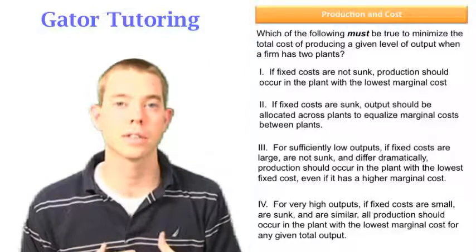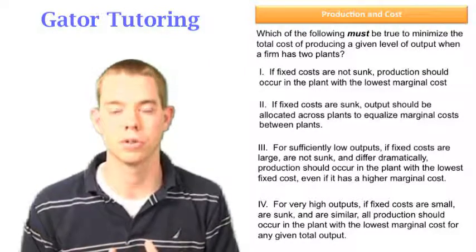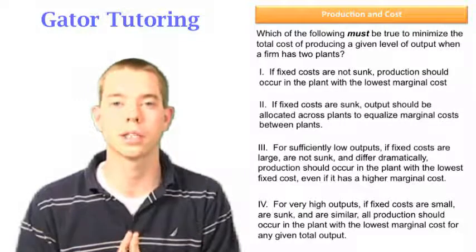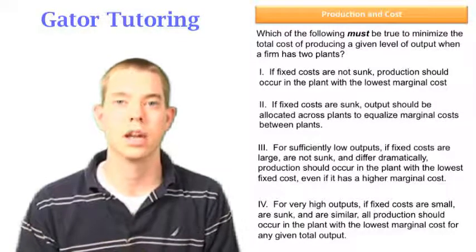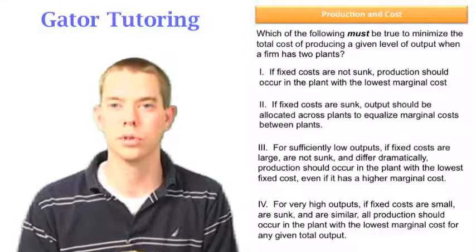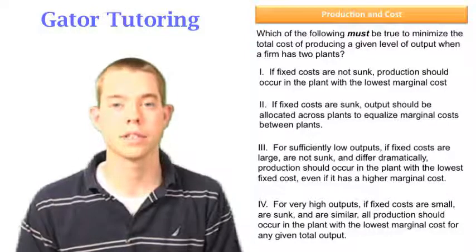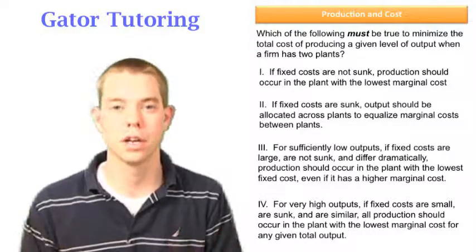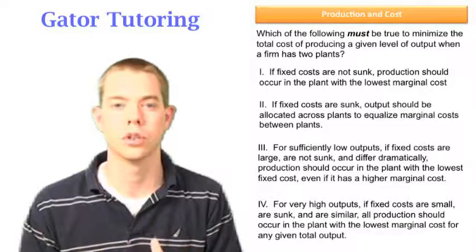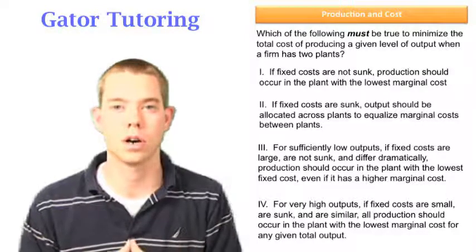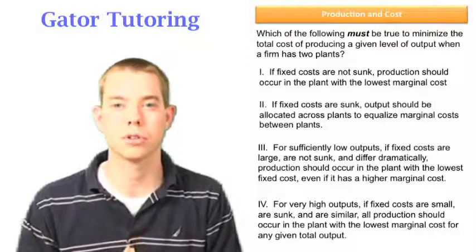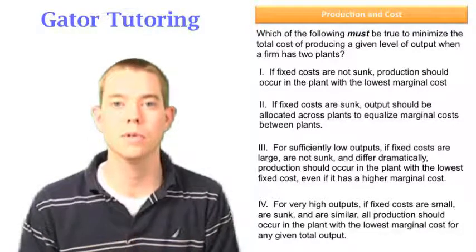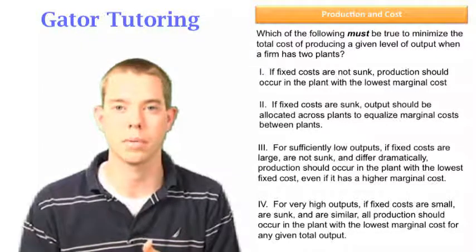Well, to help me answer this, I always like to just make up an example real fast. So imagine two plants, plant 1 and plant 2. Plant 1 has a $0 fixed cost and the marginal cost is 4Q. Plant 2 has a $10,000 fixed cost and the marginal cost is just Q. So plant 2 has the lower marginal cost. But since fixed costs aren't sunk, if we're only producing, let's say 5 units, it would be much more worth it to produce in plant 1 because we don't have that huge fixed cost.